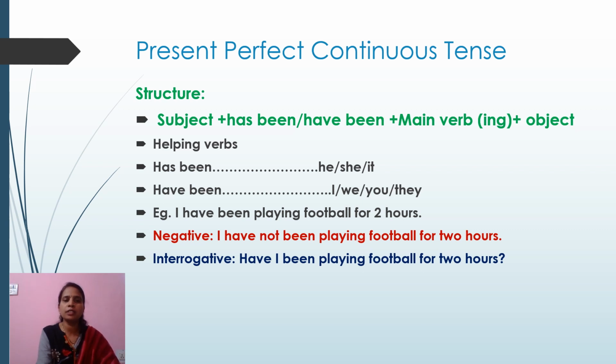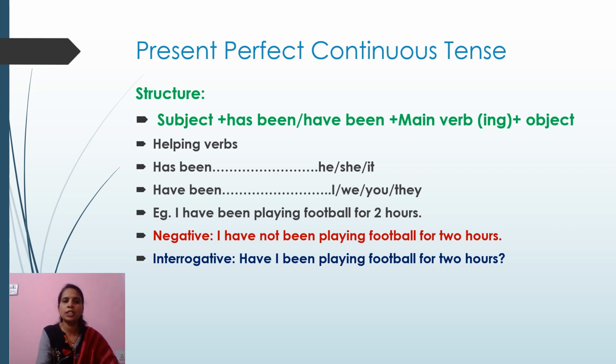First, the subject, two helping verbs are there, has been and have been. Since the tense is continuous, again the main verb will have ing with it, and then at last the object. Helping verb has been is used with third person singular or with he, she, it, and have been is used with first person and second person or with I, we, you and they. Example, I have been playing football for 2 hours.